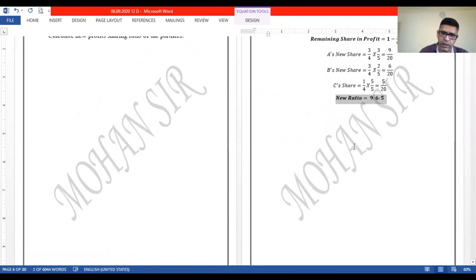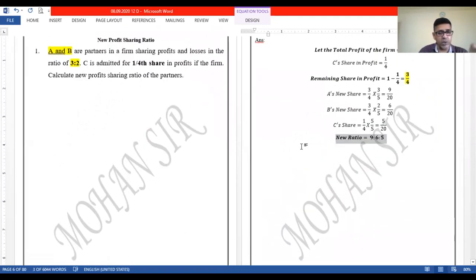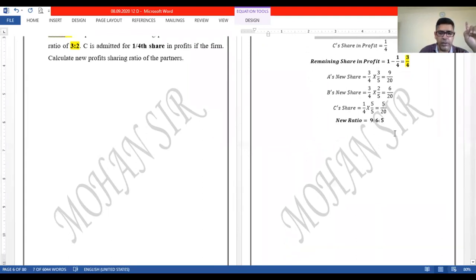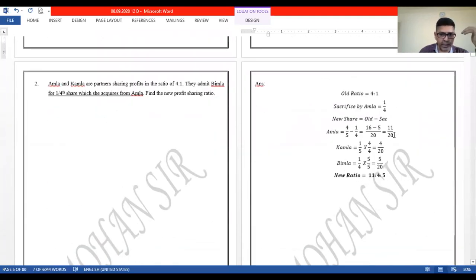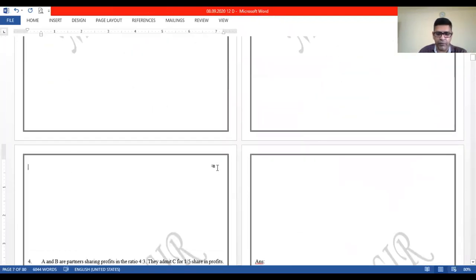The two sums were both of a different type. In the first sum, which is very common in long sums also, the old ratio and the new partner's share were given, so we start with the total profit as 1. If the sacrifice by one of the partners is given, it becomes very easy for us. Sacrifice by Amla was given, so we deducted it from Amla's share, and nothing was sacrificed by Kamala, so Kamala's share remains the same. Bimla received the share 1 by 4, and then we make the denominator equal for all the partners and write the new ratio. This is the normal process that we need to follow for every sum.